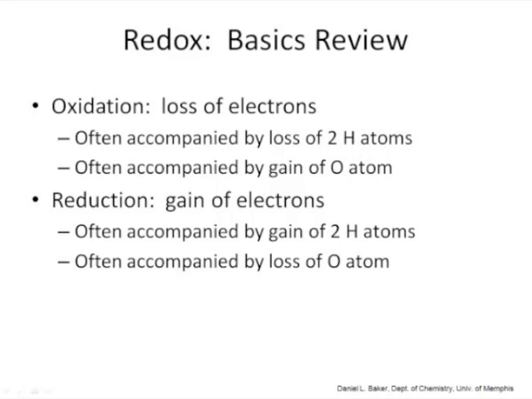So oxidation is associated with the loss of electrons. This is often accompanied by loss of two hydrogen atoms. So we're losing electrons and protons at the same time here. This is often accompanied by a gain of oxygens.